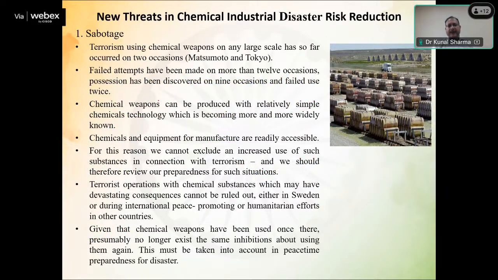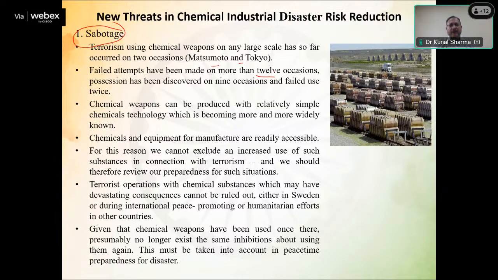There are a few new threats on the chemical side which have come into the picture. First is sabotage. It is basically terrorist activity using chemical weapons on a large scale, and has so far occurred only on two major occasions, that is Matsumoto and Tokyo. Failed attempts have been made on more than 12 occasions. Possession has been discovered on 9 occasions and failed use twice.